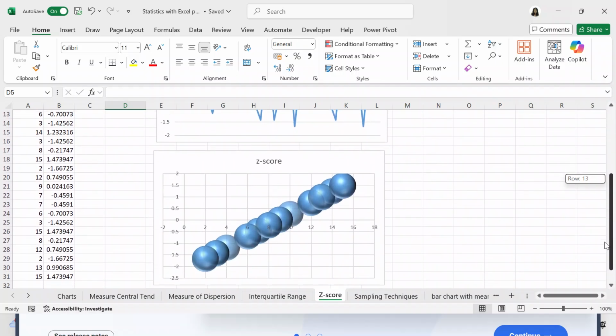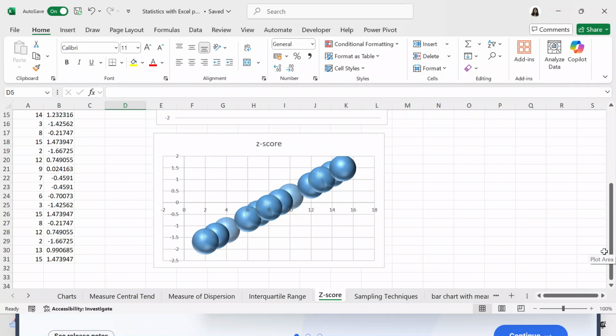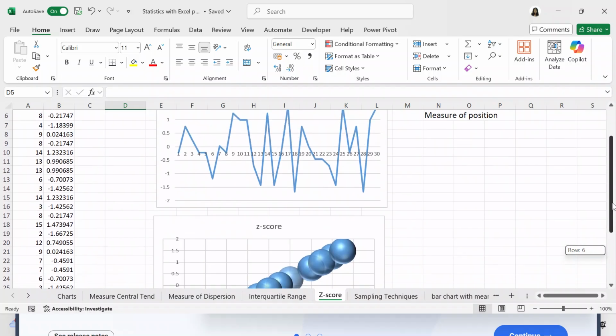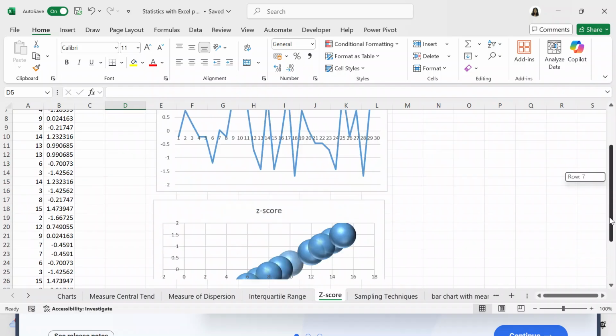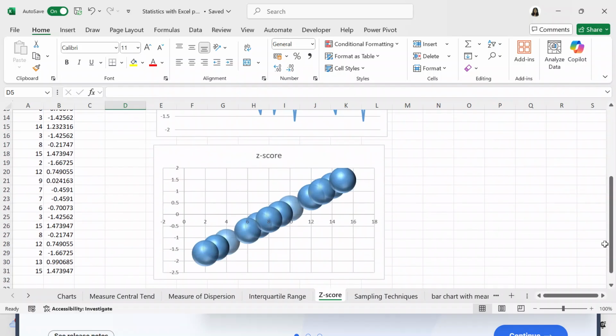I also did a scatter plot of the Z-score as well, so you can see what the Z-score looks like in a scatter plot. This chart here might be a little bit better chart to tell you what the Z-score is for every single one of the 30 numbers. But I still like this scatter plot. I think that scatter plot looks really good, and that's why I included it.